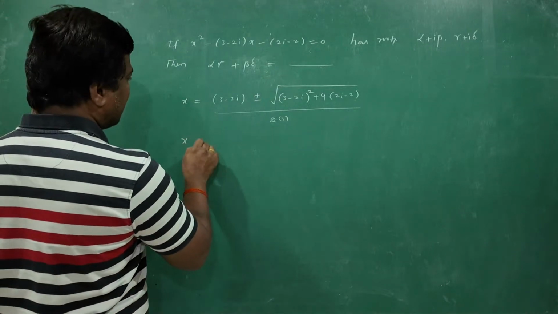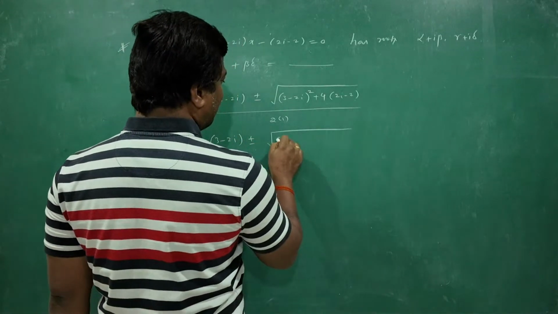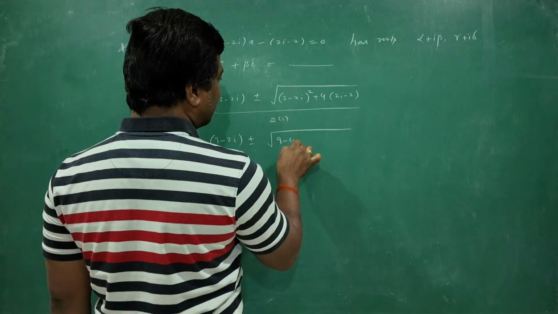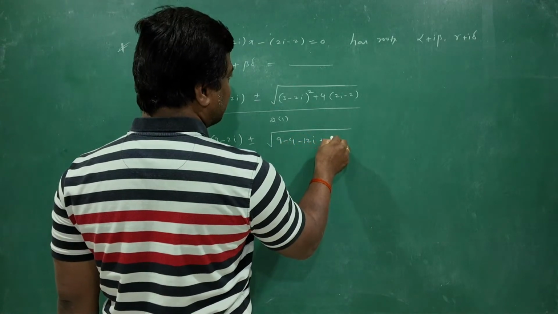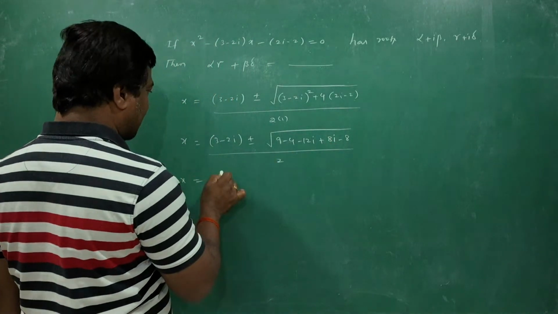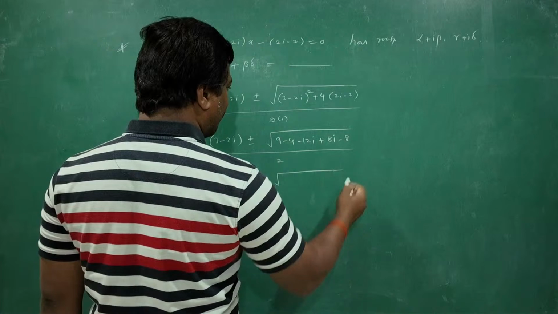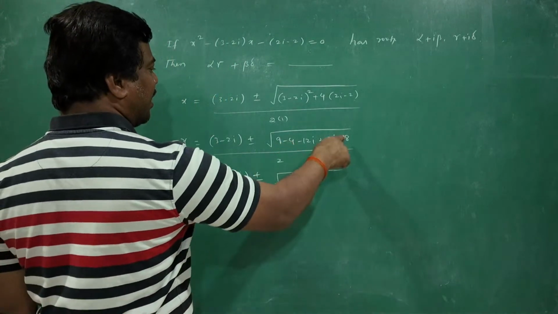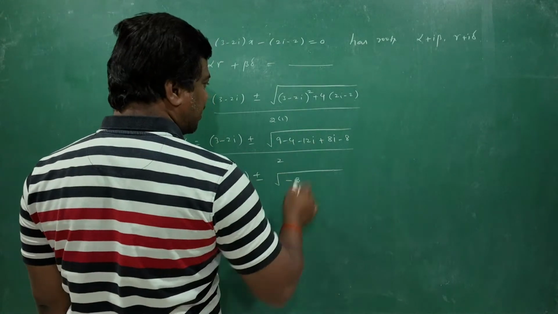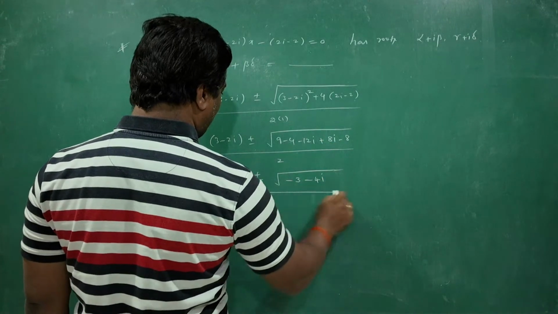Okay, x equal 3 minus 2i plus or minus root over, it is 9 plus 4i square, nothing but minus 4, next minus 12i plus 8i minus 8, whole divided by 2. x equal to, now it is 3 minus 2i plus or minus root over 9 minus 12 minus 3, and this is minus 4i, whole divided by 2.